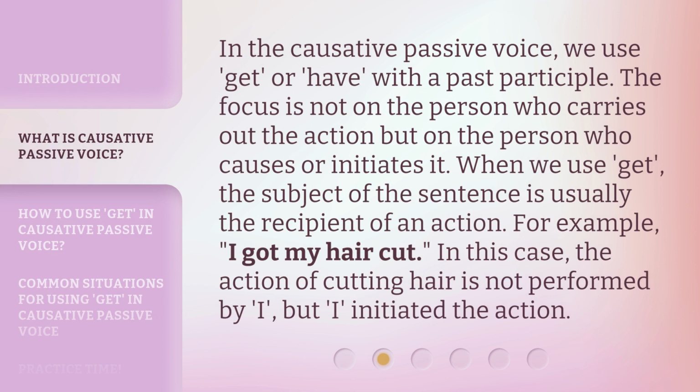In the causative passive voice, we use get or have with a past participle. The focus is not on the person who carries out the action but on the person who causes or initiates it. When we use get, the subject of the sentence is usually the recipient of an action. For example, I got my hair cut. In this case, the action of cutting hair is not performed by I, but I initiated the action.